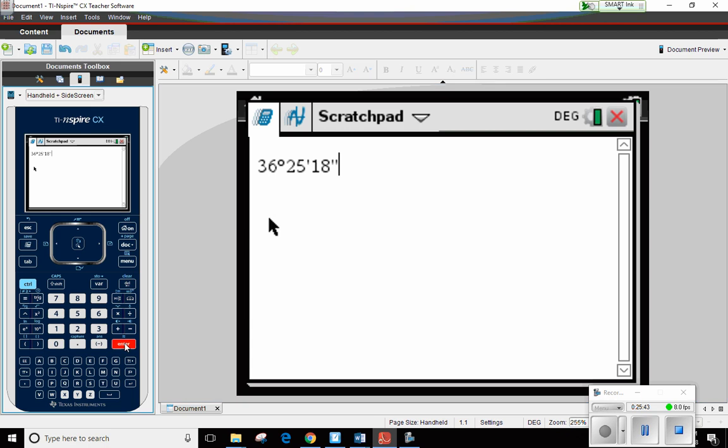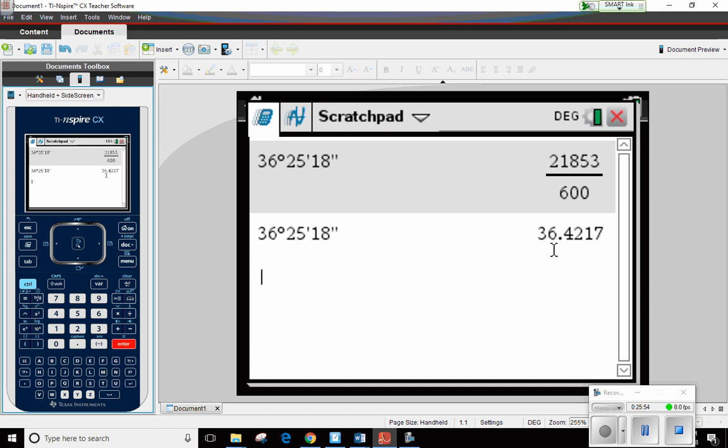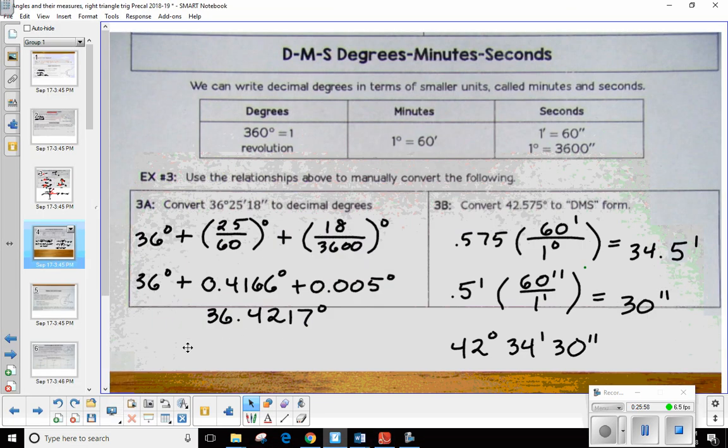Well, when I push enter, it's going to give me the fractional equivalent, but how do I convert that to a decimal? I'm going to hit Control, Enter. 36.4217. If you take a look, this is exactly what we have here. Now, let me ask this question. Is there anybody's calculator giving us something different? In fact, if it is something different, it's going to be like a 0.6 something.